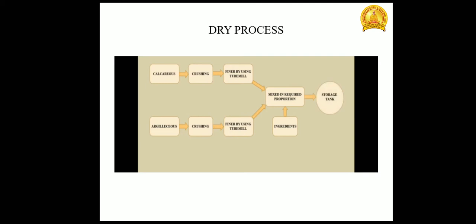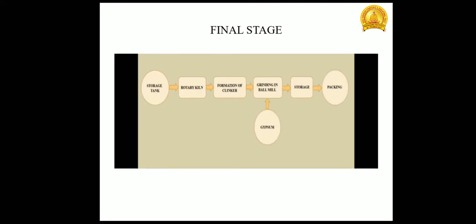After this storage, what will happen? We can have a look at it. The final stage will be from the storage tank, where all this mixture has been kept and stored. We will supply this mixture to the rotary kiln. In that rotary kiln, the formation of clinker will take place.